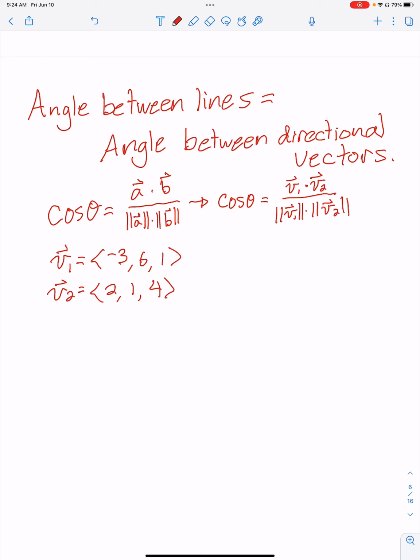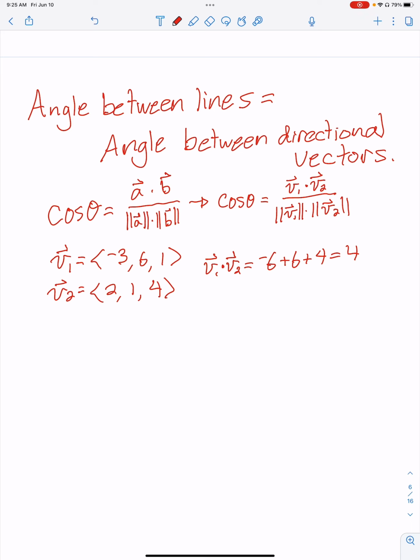Okay, so we need several things from this. We need the dot product, so let's go ahead and do that. The dot product of V1 dotted with V2 is negative 6 plus 6 plus 4, which ends up being 4.